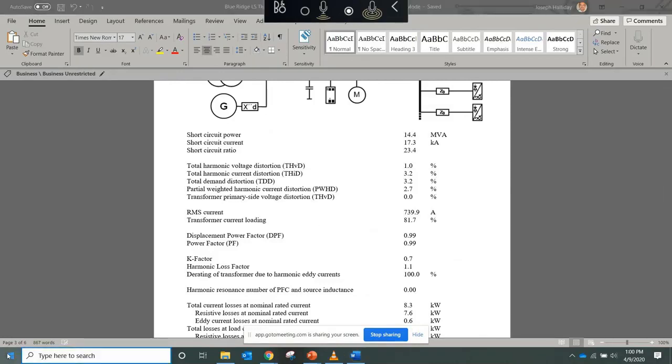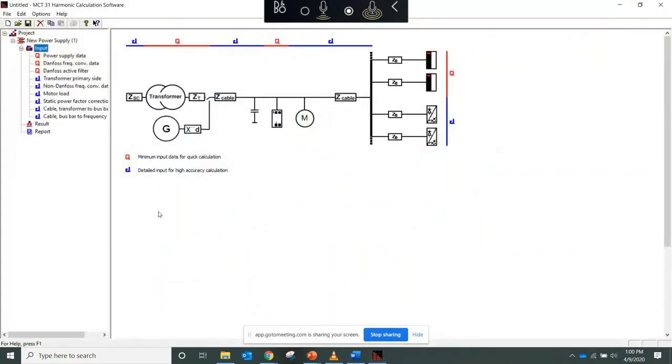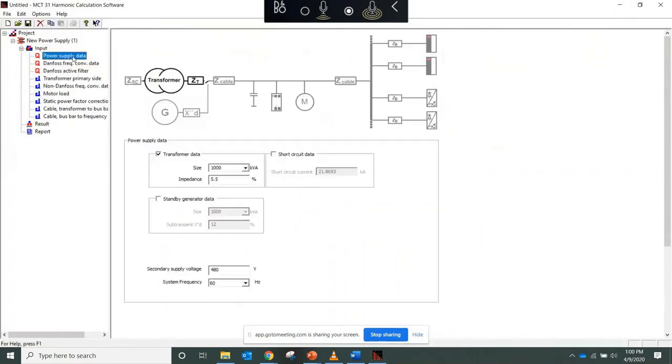I can give you a really quick example of how simple this is. This is off the Danfoss Drives website. Look for the software download section. You simply input the transformer data. Let's say it's a 750 kVA. It'll come up with an impedance. If you know something's different, you can input that yourself.